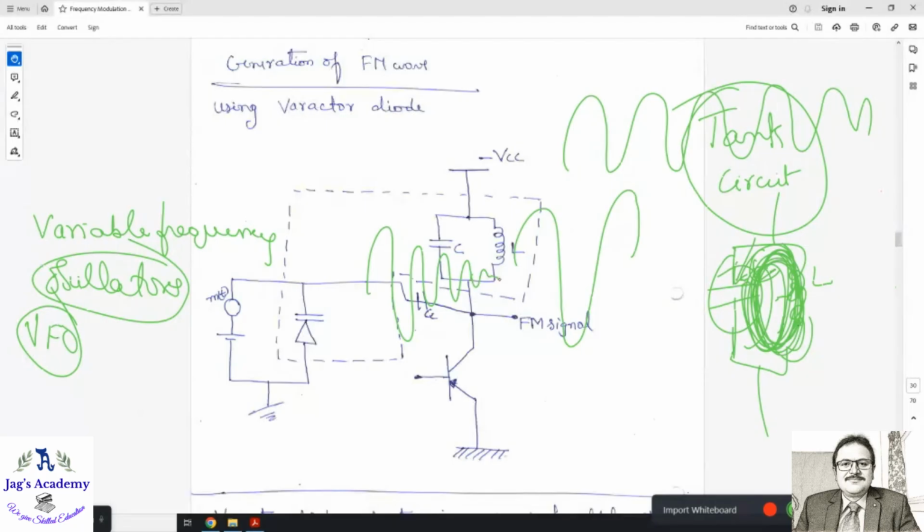If you want to make it a sustained oscillation, you give feedback. You use a transistor and a feedback circuit, which will generate a continuous waveform from this tank circuit. This tank circuit is the basic building block of your oscillator, which will generate oscillations. And why do we need to generate oscillations here? Tell me.